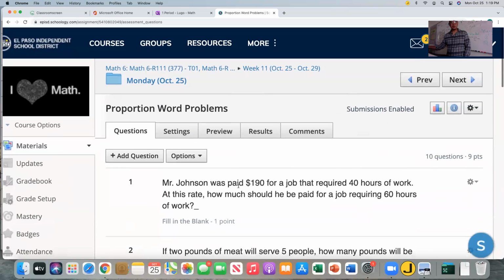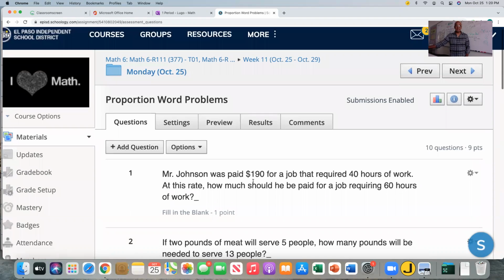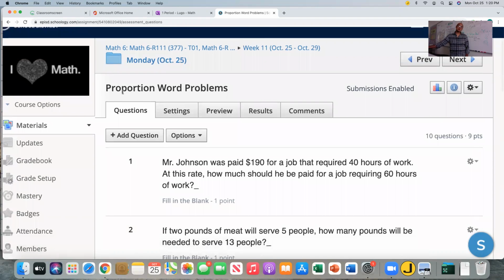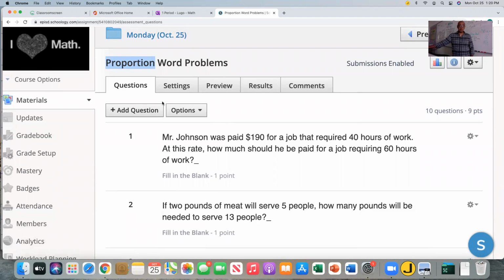And this assignment, of course, is for Monday, October 25th, and this is proportion word problems. Let us remember that the word proportion simply means equivalent fractions. All right, so fractions that, when simplified, are the same value, etc. All right, so with that in mind, ladies and gentlemen, let's go ahead and read the first problem and let's do a few of these together.